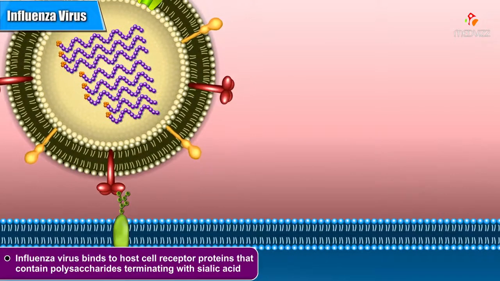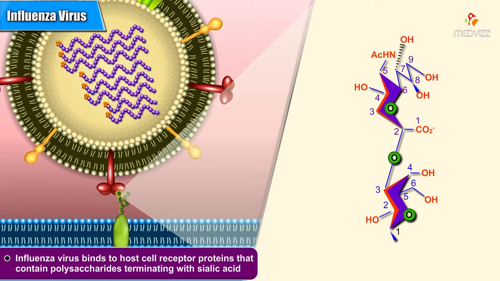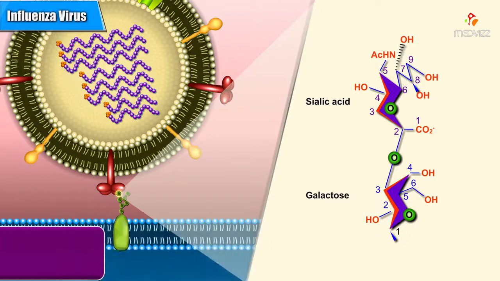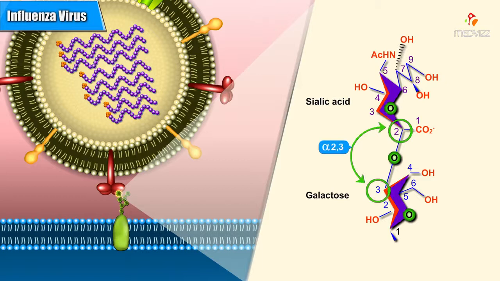An influenza virus binds to host cell receptor proteins that contain polysaccharides terminating with sialic acid. A sialic acid that is attached to galactose provides a recognition site for the virus's hemagglutinin protein. The sialic acid can be connected at different positions on galactose. This example shows an alpha-2,3 linkage between the number 2 carbon of sialic acid and the number 3 carbon of galactose.